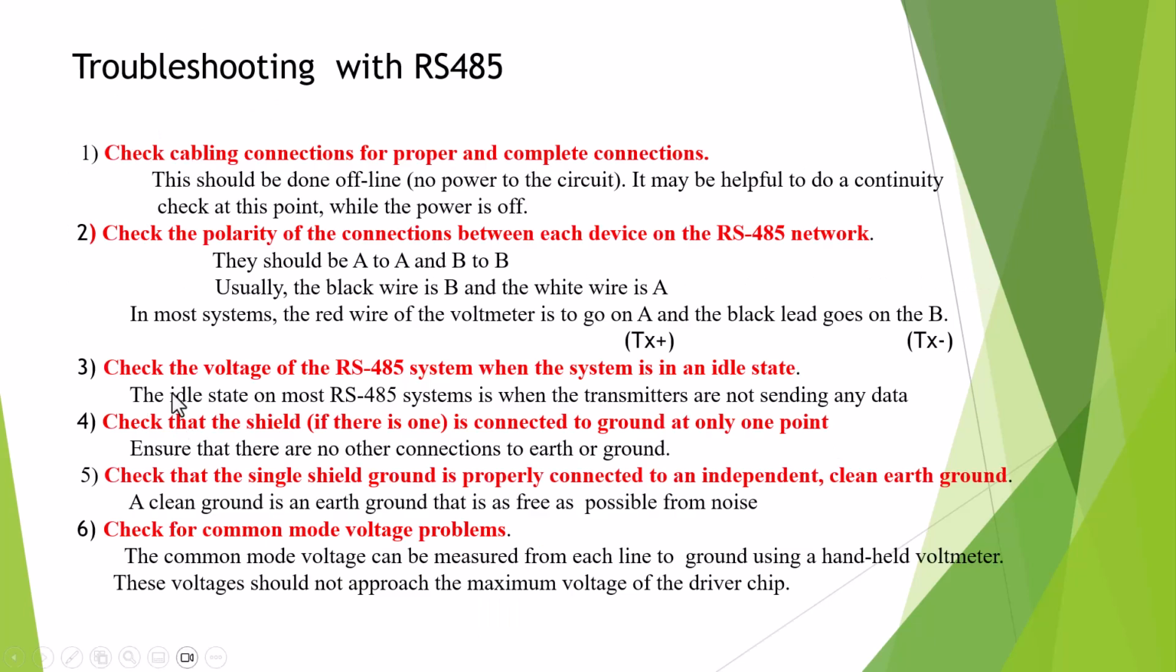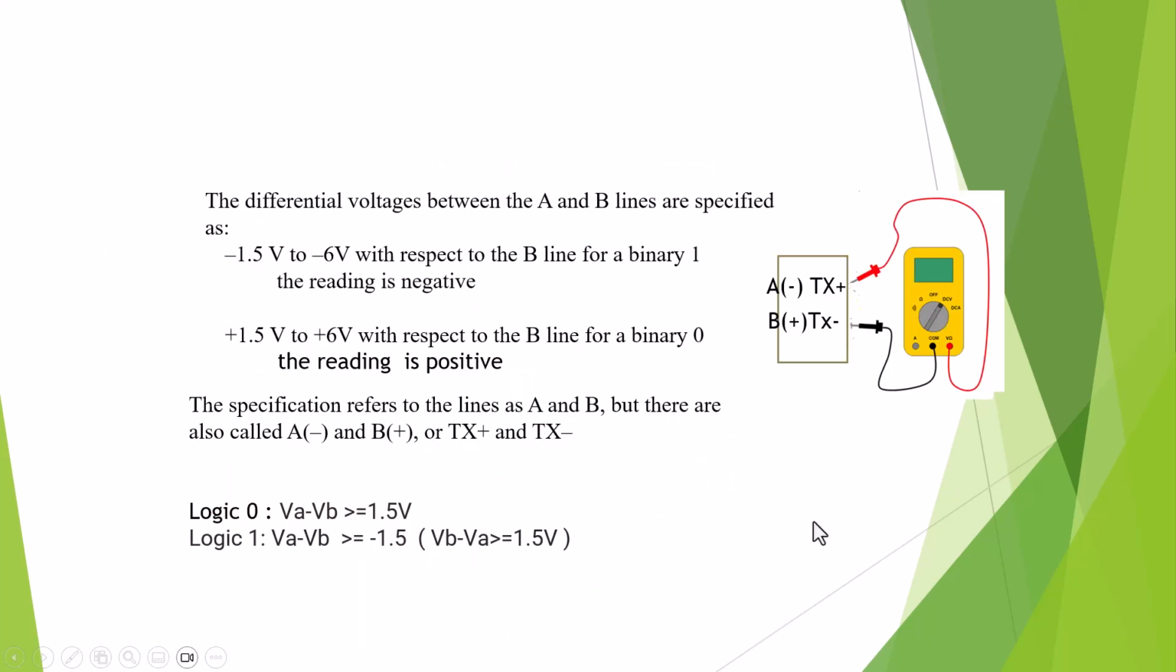Check the voltage of your system when the system is in the idle state. Idle state is off, it's not sending any data. So in the idle state, the RS485 system reading is logic 0, B is logic 0, so the reading is positive. Okay, it is 1.5 voltage to 6 voltage.